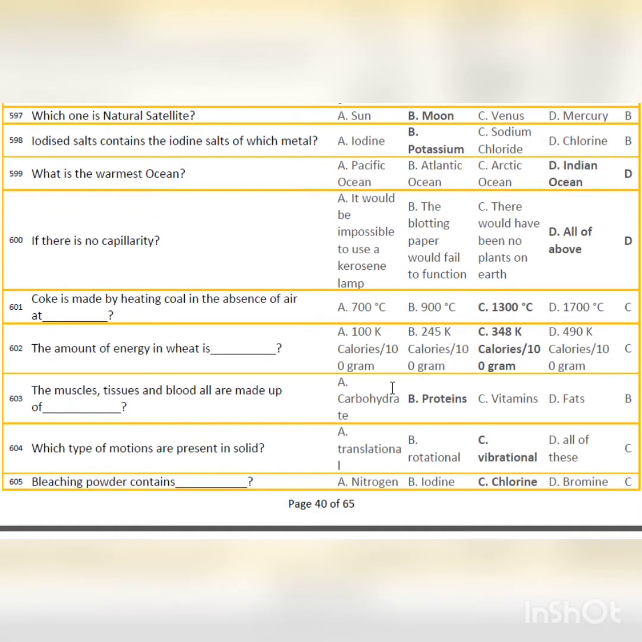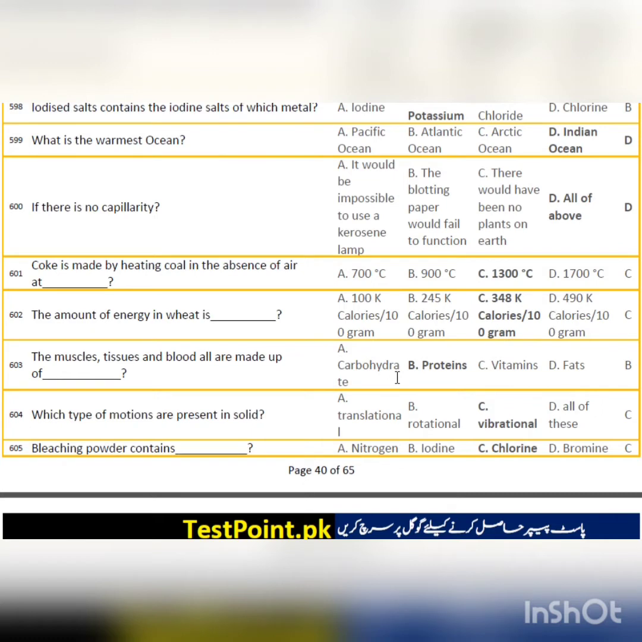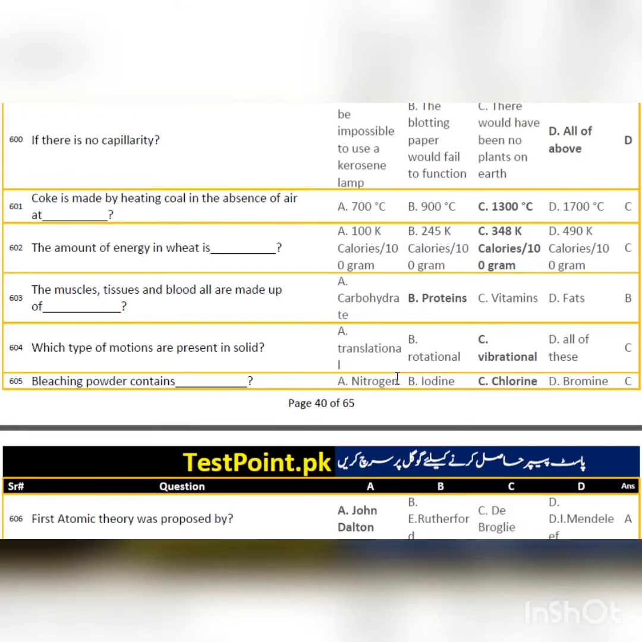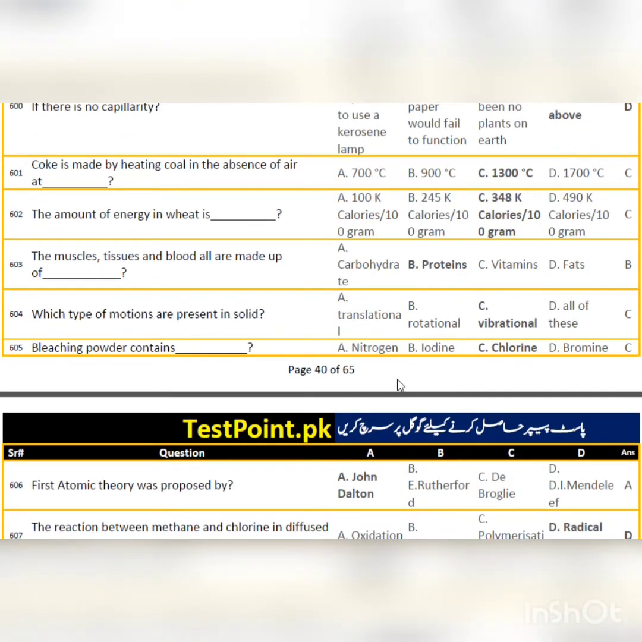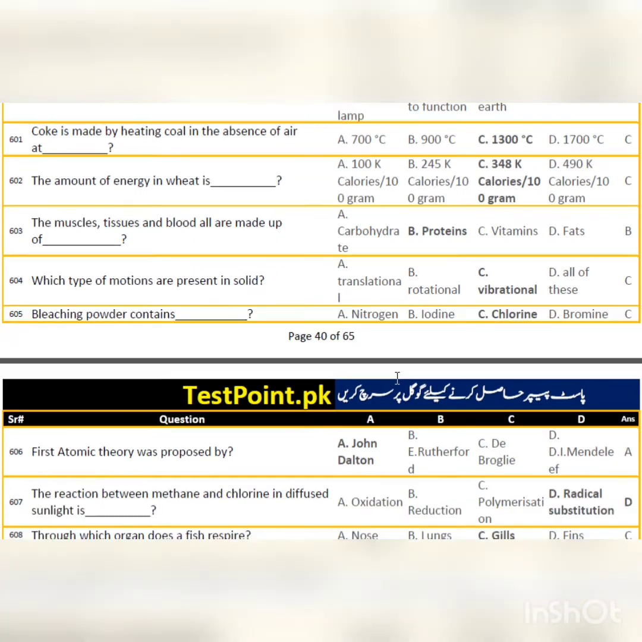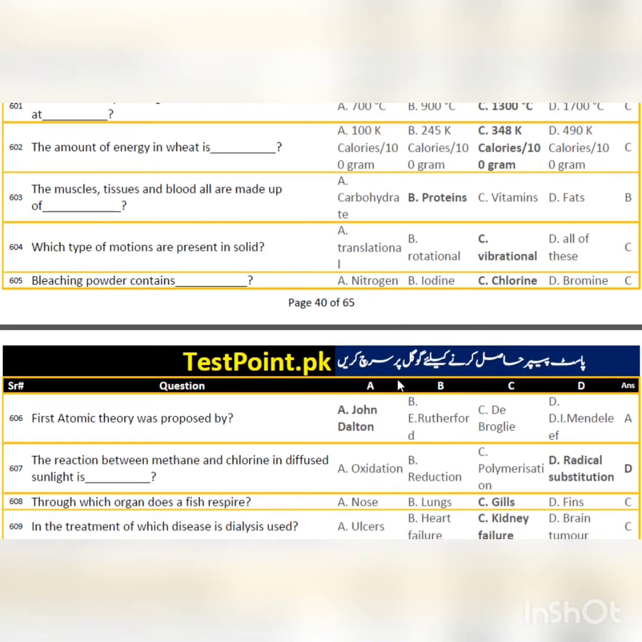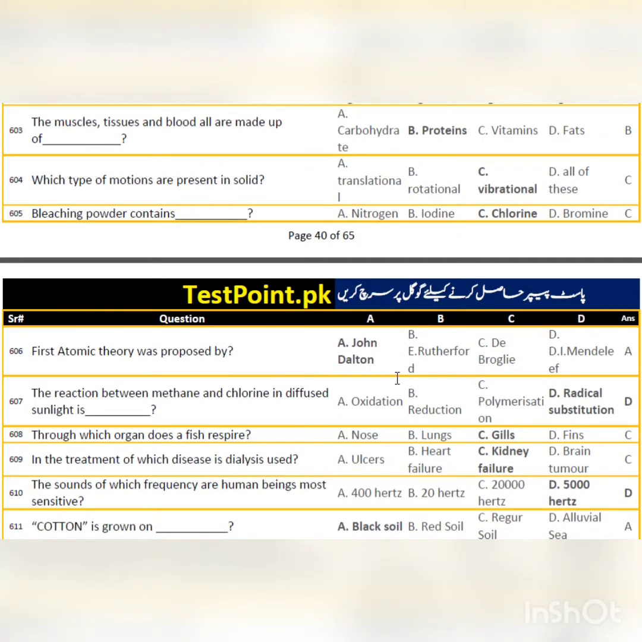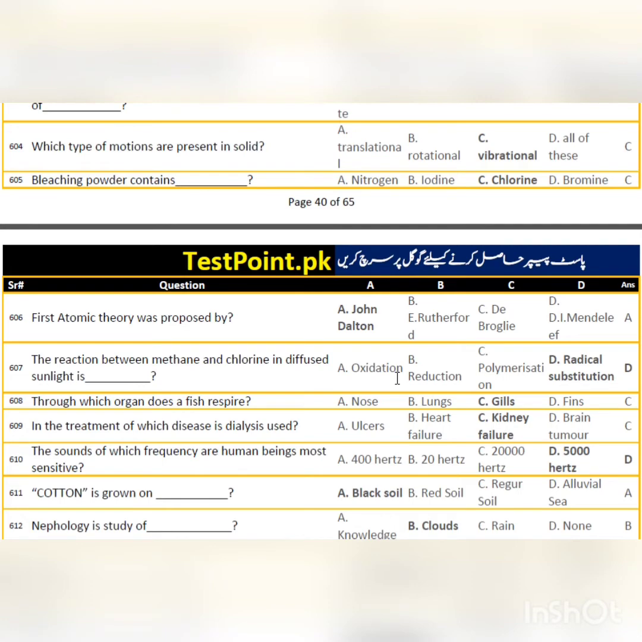A rhinoscope, a nasoscope, is a thin tube-like instrument used to examine the inside of the dash. A. eyes, B. nose, C. ear, D. brain. Answer is B. Nose.